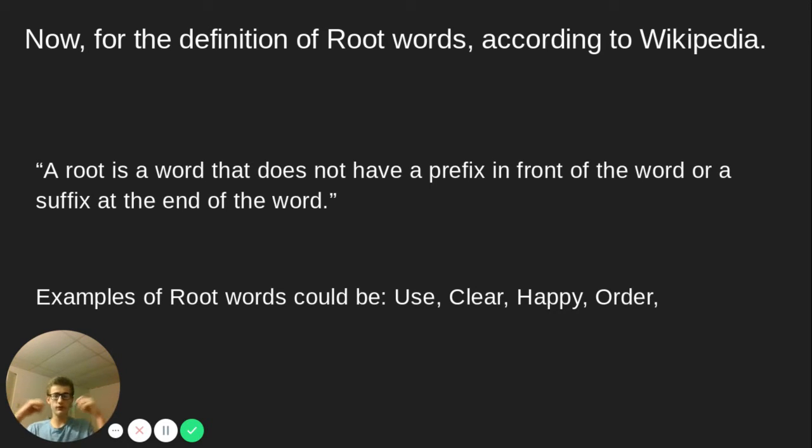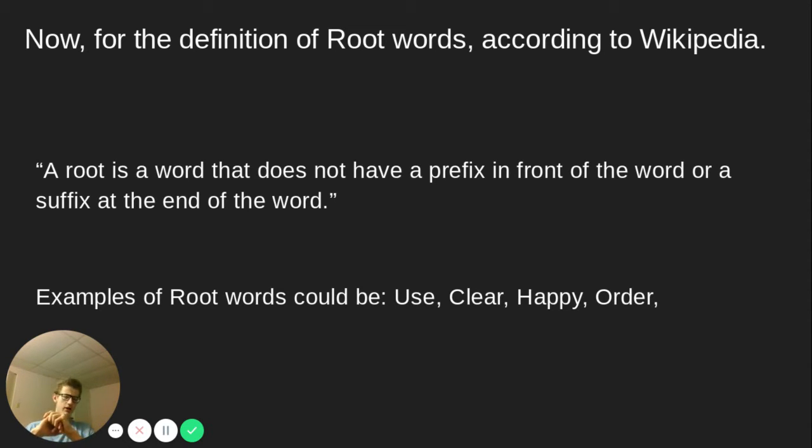Examples of root words could be use, clear, happy, or order. To add a prefix or a suffix to any of these, just to make it simpler. Use, you could add a suffix to this by useful or useless. Both are good suffixes for that. Clear, kind of the same thing. Clearful, that's another suffix for it. Happy, to go for prefixes now, you could go for unhappy, much like my situation right now.